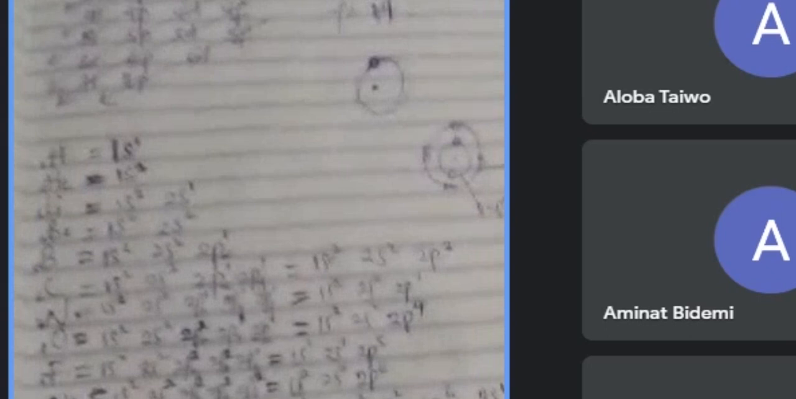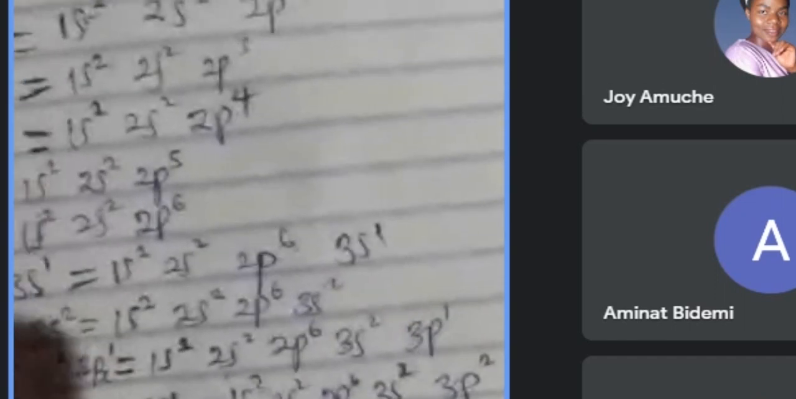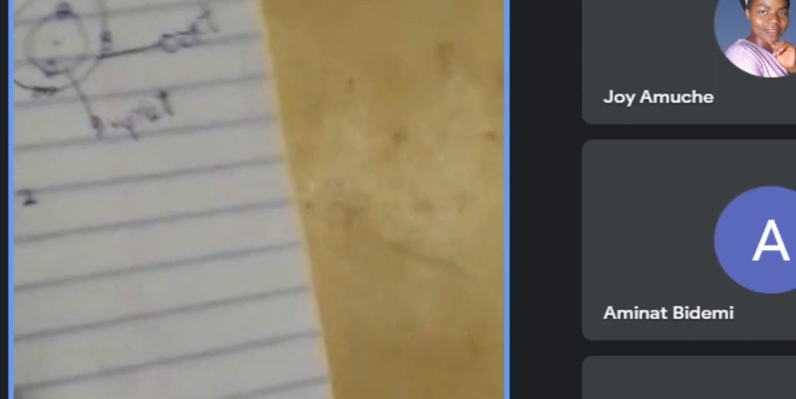Come and look at silicon. Silicon stops in energy level of 3. Let me write it: it stops in 3p2. So that means it will have 3 shells and it will be in period 3.